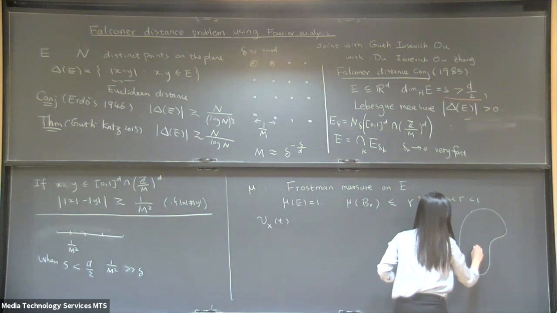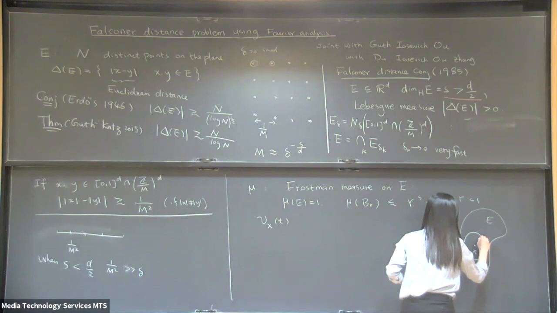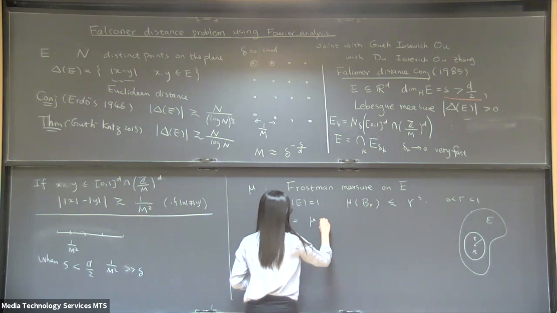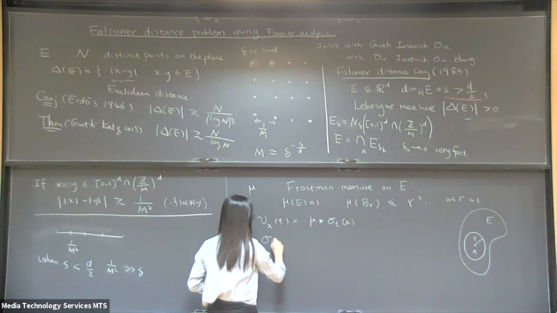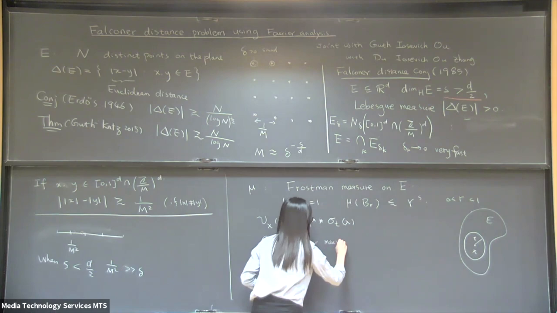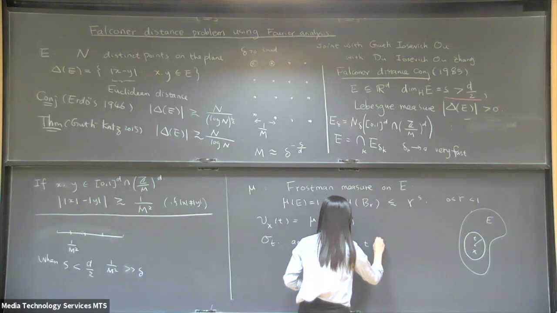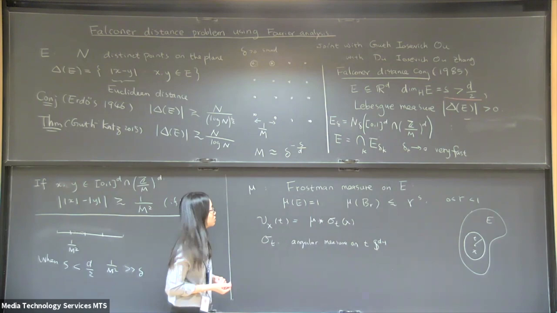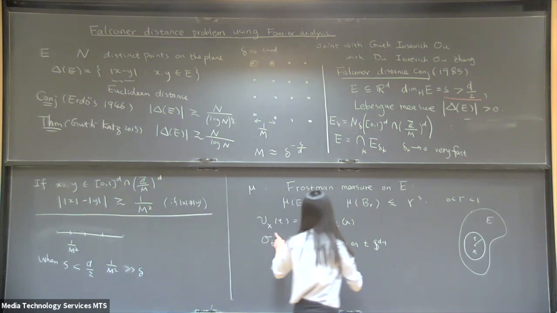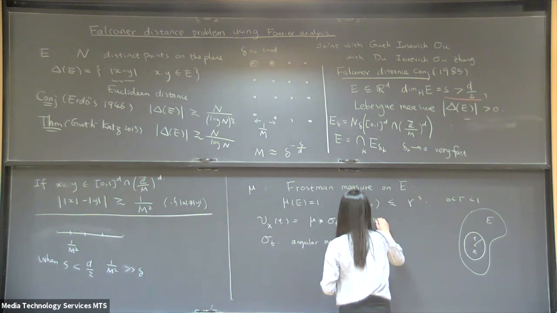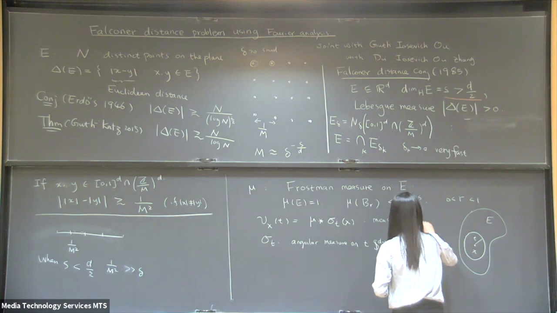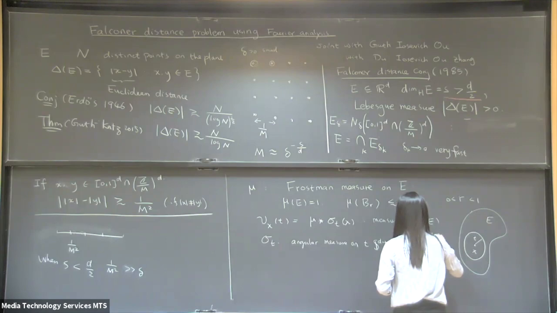So this is our x, E. It is mu convolved with sigma_t evaluated at x, where sigma_t is the angular measure on a sphere of radius t. So now you're assuming E as a positive HS measure? Yeah. Okay. So this new mu_x,t is now a measure supported on the pin distance set Delta_x(E), that is defined as, for any point y in E, we take the Euclidean distance from y to x.